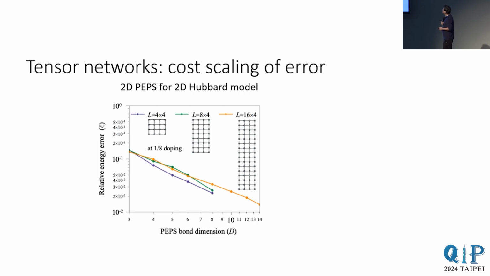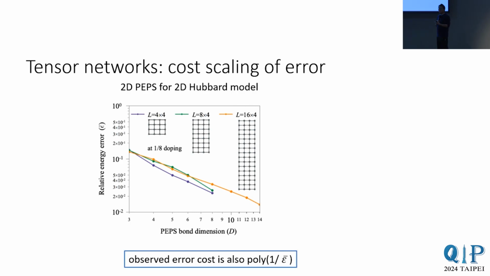And a similar plot for tensor networks, again, over just some limited range of heuristic parameters, in this case, a limited range of bond dimension, also shows this linear behavior. And so you also see this polynomial inverse precision behavior.